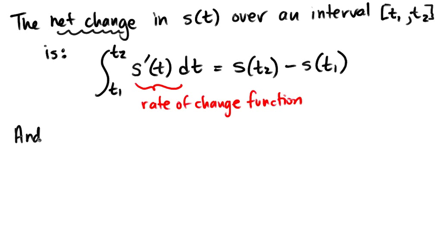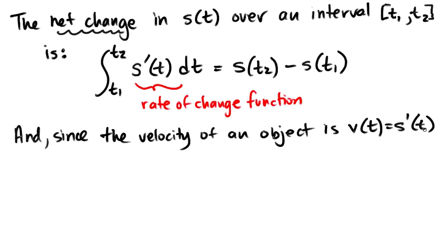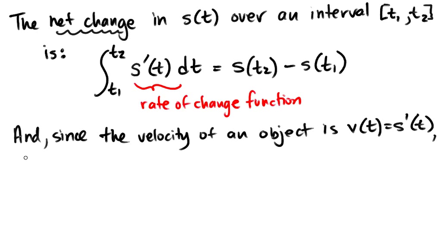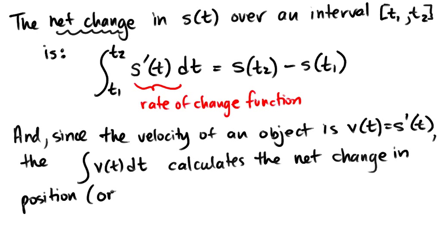And since we know the velocity of the object is related to the position of the object through derivatives, namely the first derivative of the position function is the velocity function, the antiderivative of the velocity function with respect to t calculates the net change in position, which is also known as displacement. The total displacement.